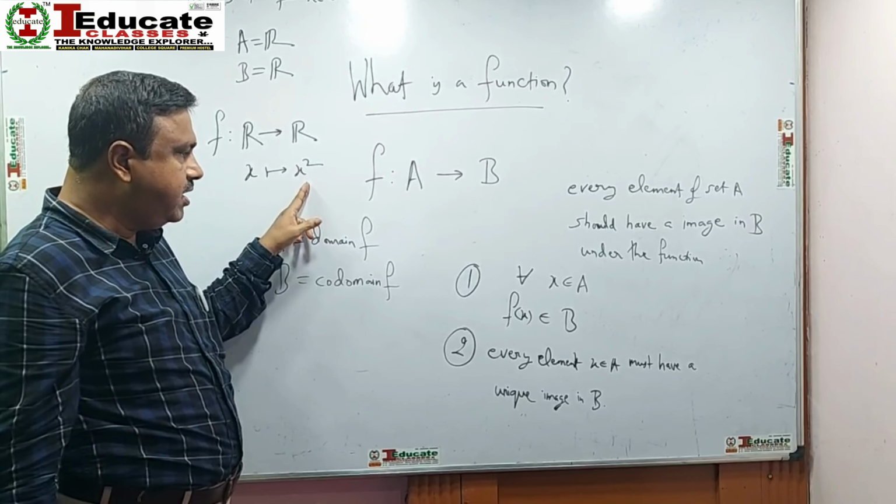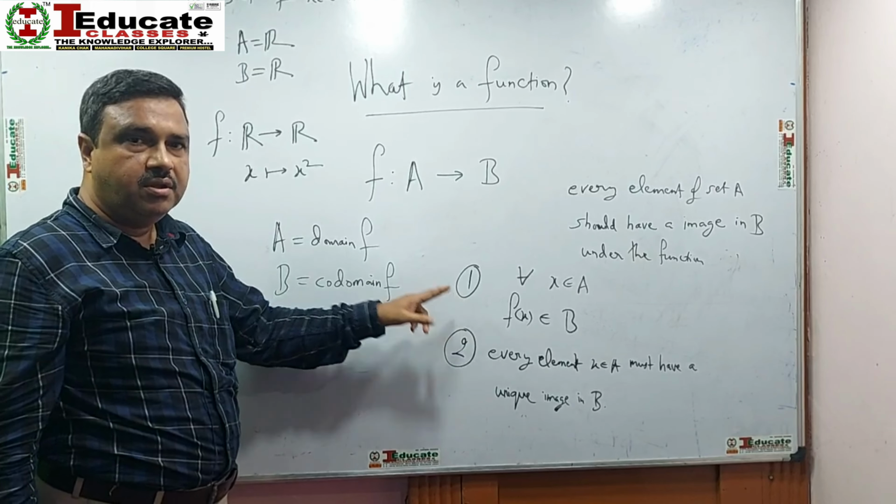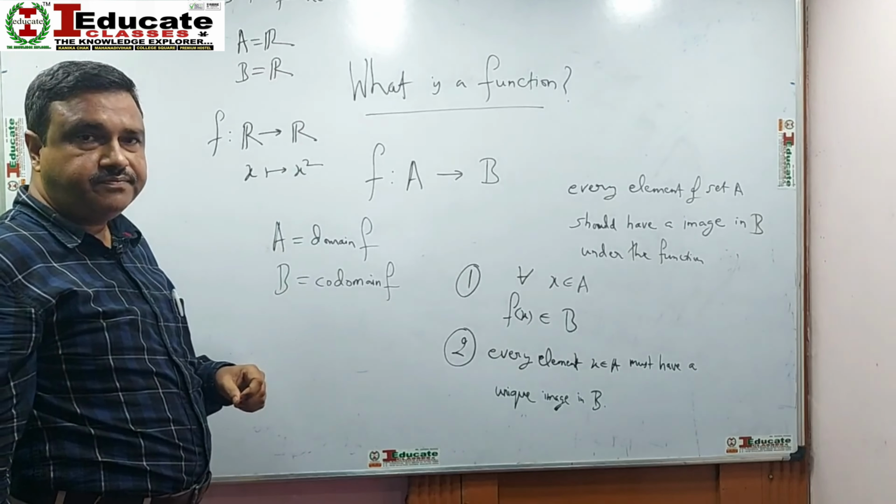So this rule clearly satisfies the first condition because any real number can have a square.